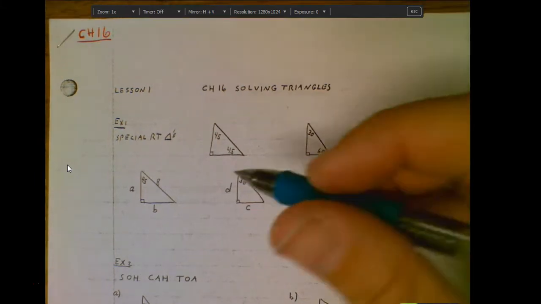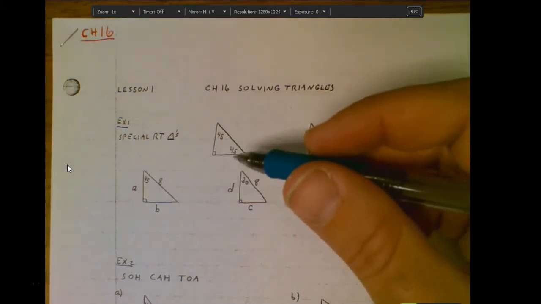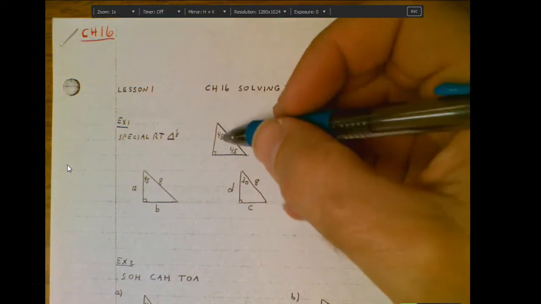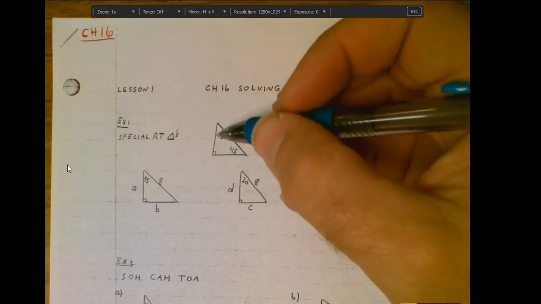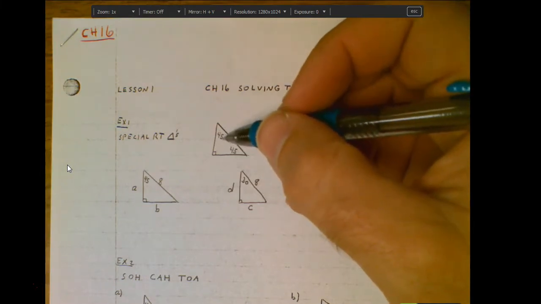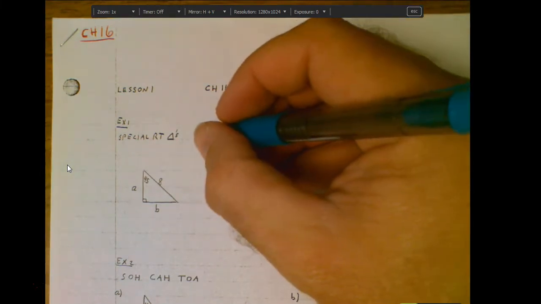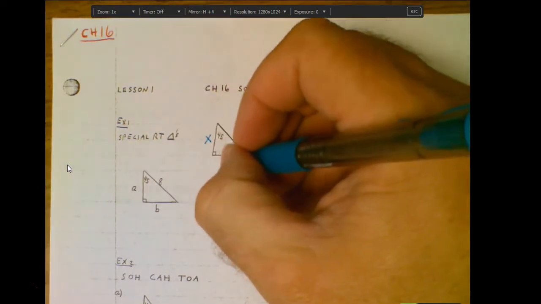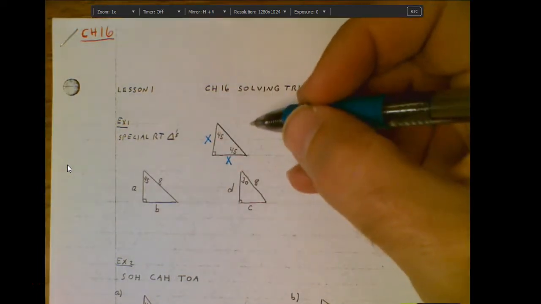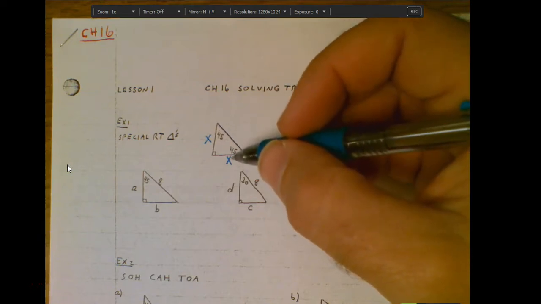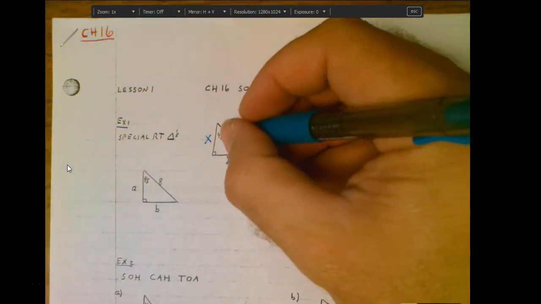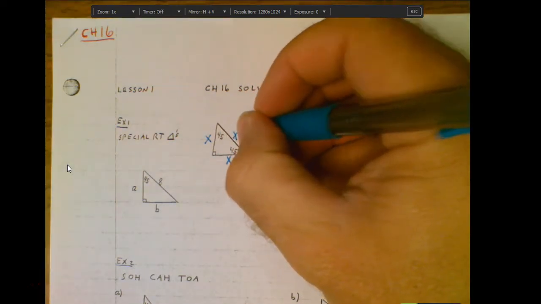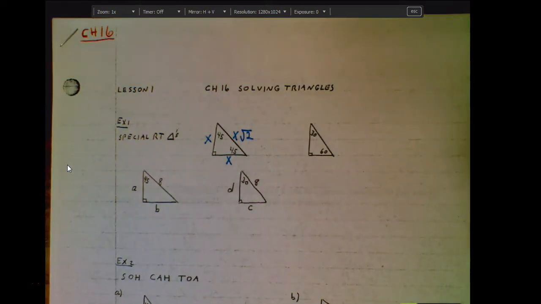So the reminder for a 45-45-90 is that the two legs are the same. These are your base angles, and that makes the two legs equal because the base angles are equal. So we're going to call this one X and this one X. And if you know your two legs in a 45-45-90, we can always get the hypotenuse by taking one of those legs and multiplying it by the square root of 2. So this is the pattern for a 45-45-90.